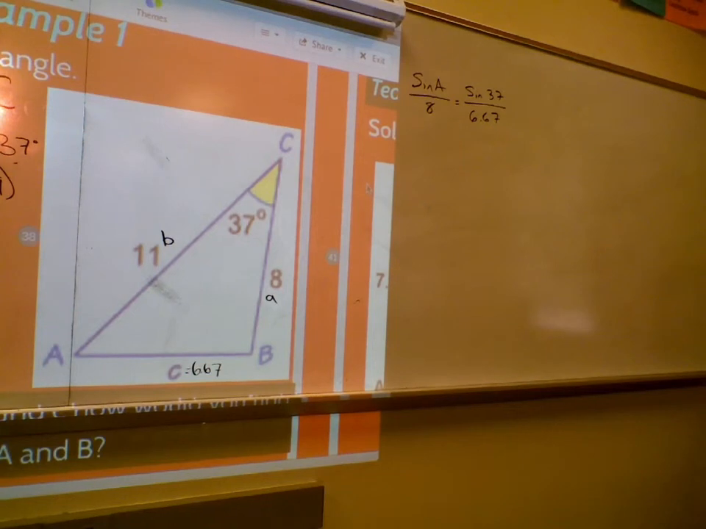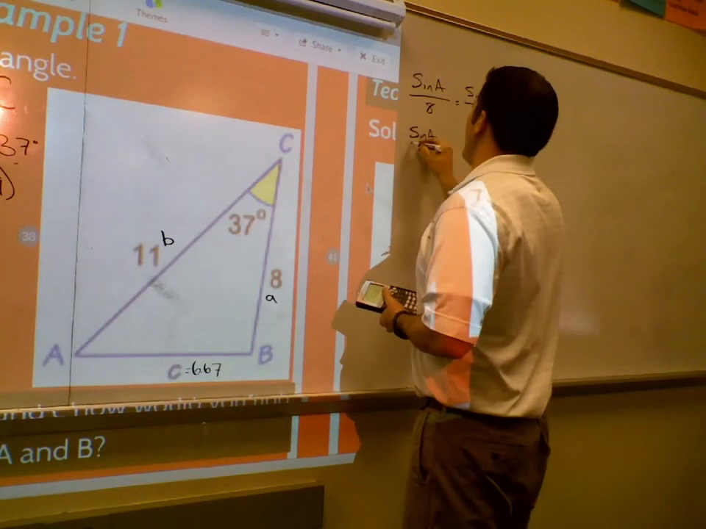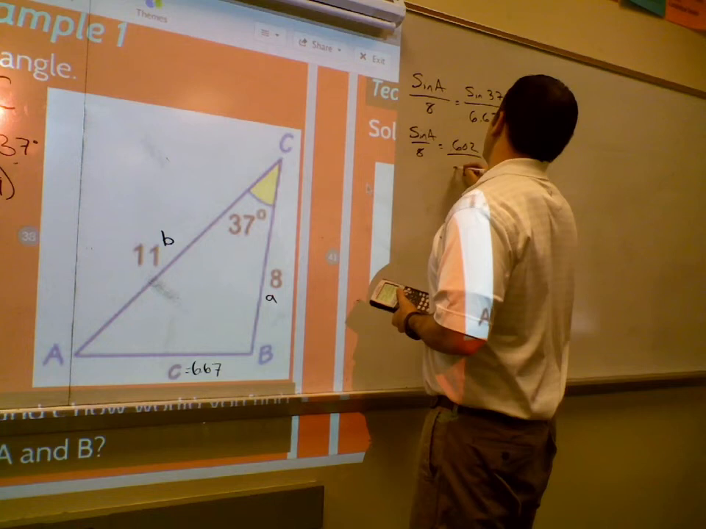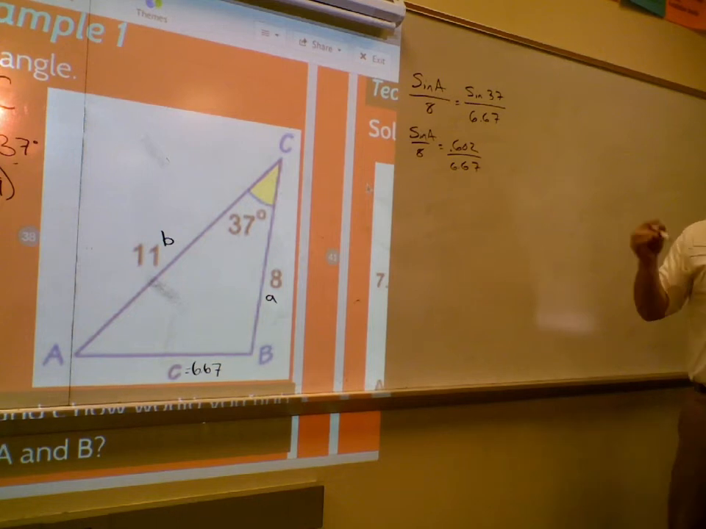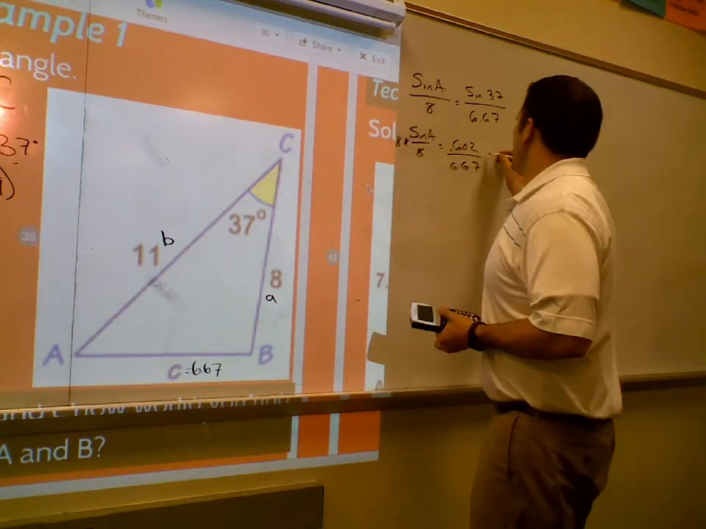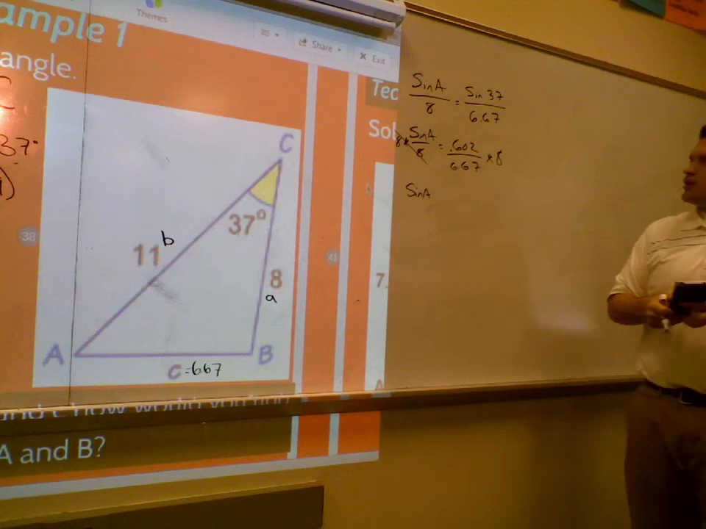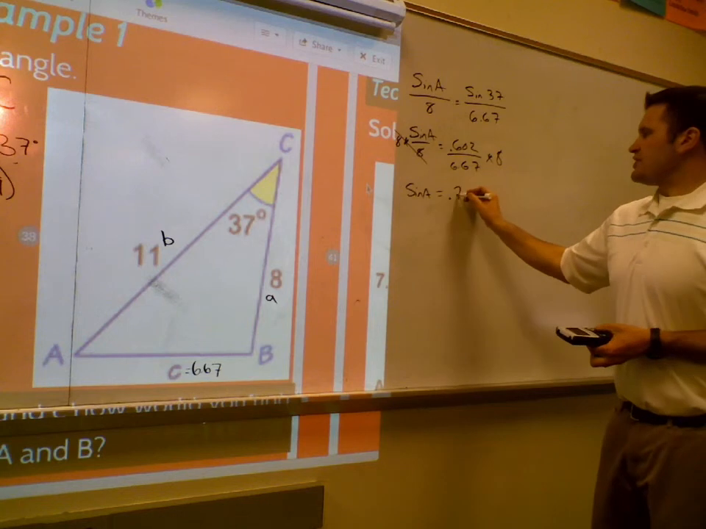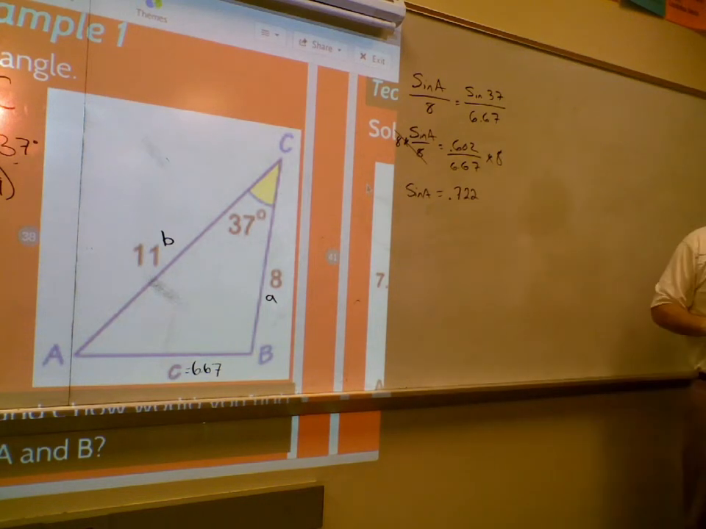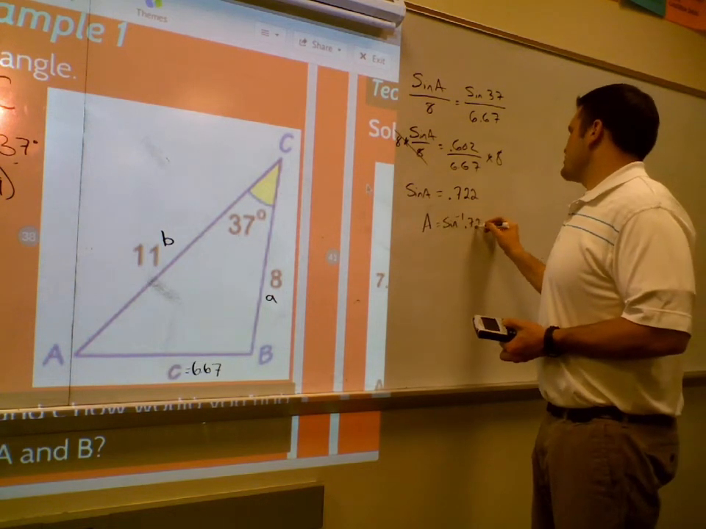So sine of 37 is 0.602. So we have sine A over 8 equals 0.602 over 6.67. Right, what do I do now? Multiply by 8, good. Thank you, Bruno. Multiply by 8 till these 8's cancel. So we have sine of A equals 0.602 divided by 6.67 times 8, which is 0.722. Is that right? Yeah? So now what do I do? Inverse sine. So A equals the inverse sine of 0.722.